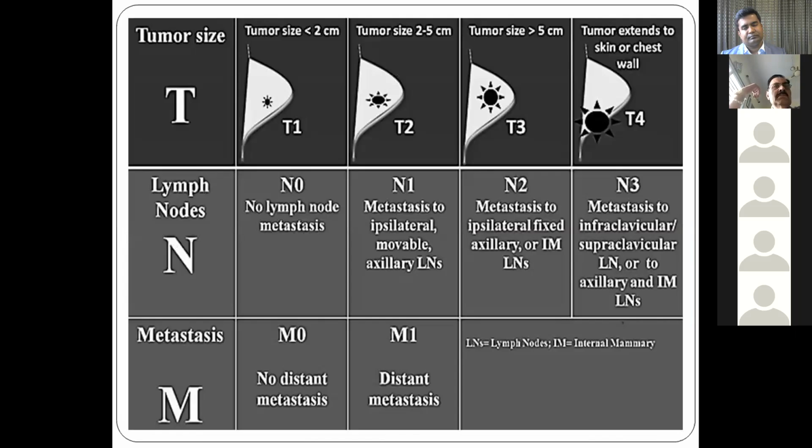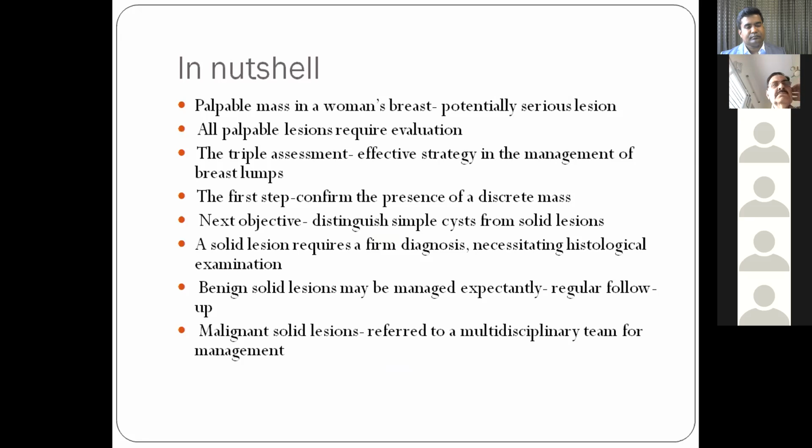This again is very important: at the end of your clinical examination, if you suspect that the lump is a malignant lump, you should know what the clinical staging of the tumor is. How do you classify it as T and N staging, especially on your clinical examination. This again is a very important chart for you all. So in a nutshell, I would say that any palpable mass in a woman has to be considered a potentially serious lesion.